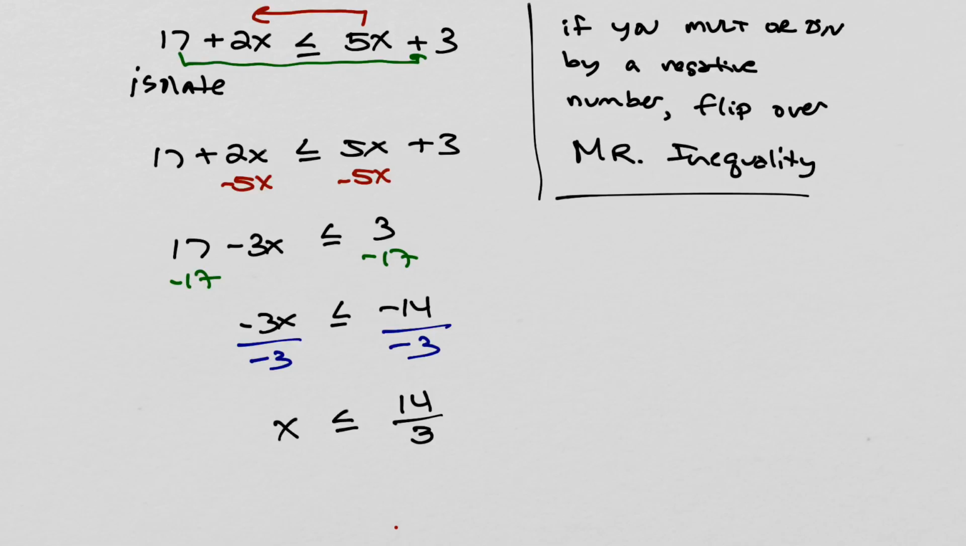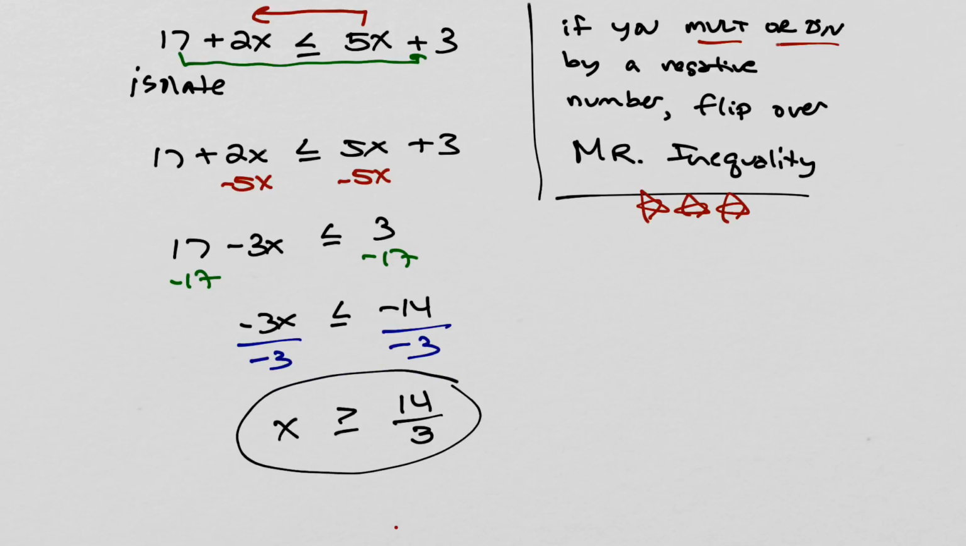But I made one little boo-boo here. Did you catch it? Remember our rule: if we multiply or divide by a negative number, we're supposed to flip over the inequality. So this inequality needs to be flipped. Let's get rid of that, and it should be that. So there is a solution.